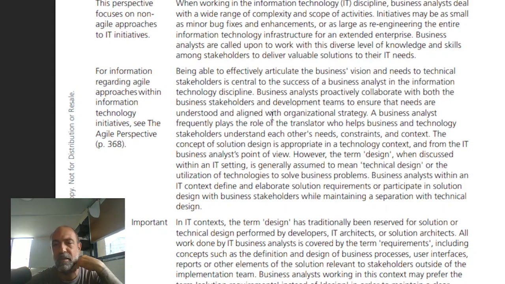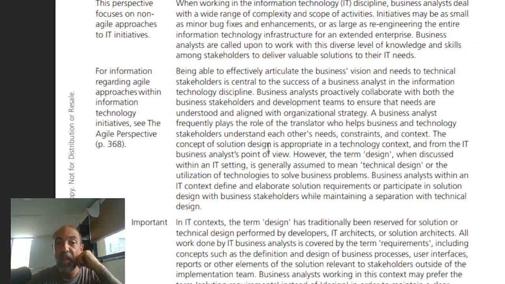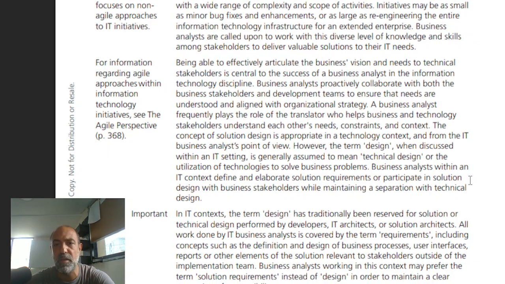It seems like IT initiatives may be as small as minor bug fixes and enhancements, to as large as re-engineering an entire information technology structure for an extended enterprise. Being able to effectively articulate the business's vision and needs to technical stakeholders is central to the success of a business analyst. Weirdly, that's where most of our work lies. It's like, what do they want and who's the person that's going to make it happen? Those are the technical people, whether they make it happen from an IT perspective, in a build approach, or like mechanical, I don't know.